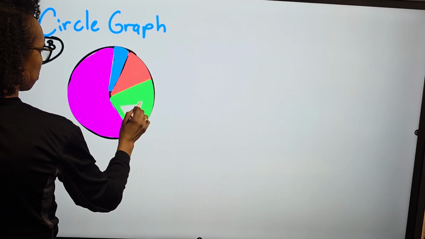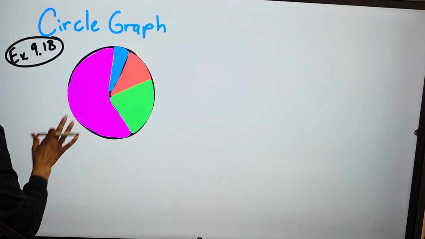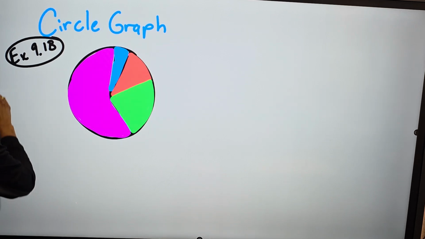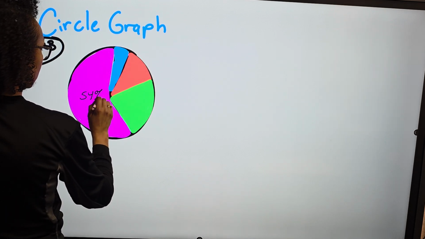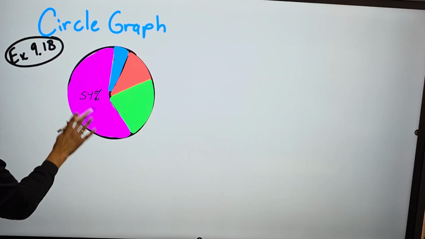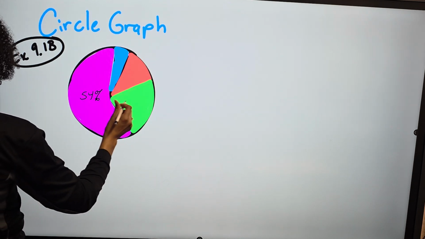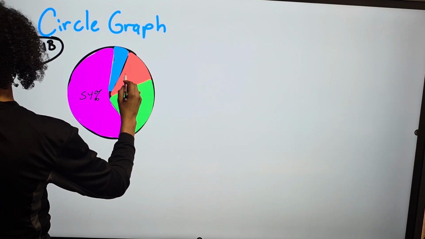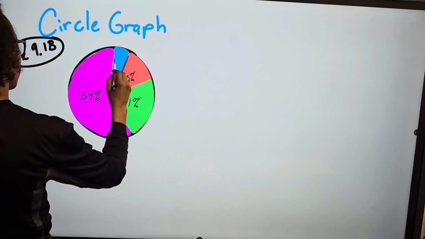Now when we look at circle graphs, there's two pieces of information they can show us. They can give us the data just as numbers, or they can give it to us as percents. And on this one, they've shown it as percents. They're telling us that this purple section is 54%, and you can tell it's just slightly more than half. The green section is 31%, the red section is 10%, and the blue section is 5%.